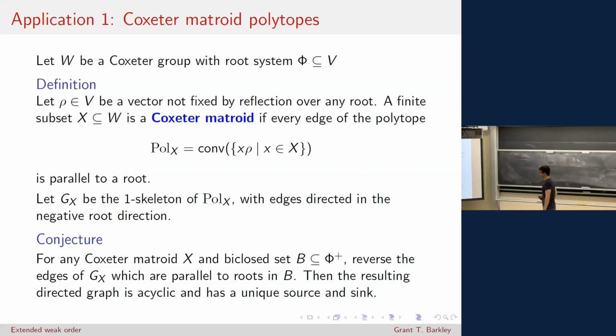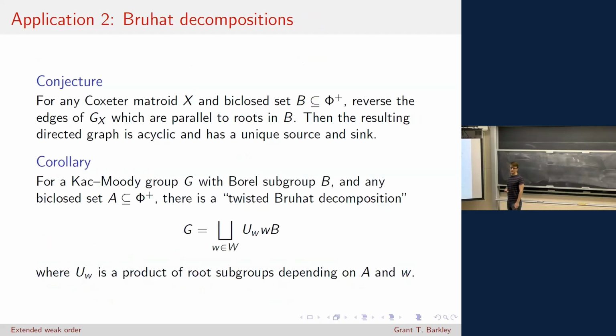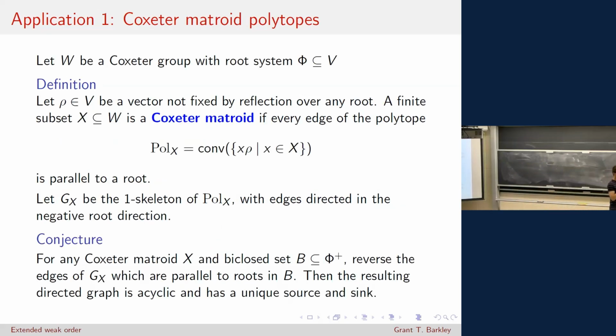Okay, so I'm going to give you an application of this conjecture, which will be application 2, for Bruhat decompositions. Sorry, I had a question about application 1. You said it's a theorem for finite Coxeter groups? Yep. This is the fundamental theorem of Coxeter matroids, that there's a unique thing. Yeah, so this is the W-twisted Bruhat order. Okay, great. Yeah, exactly.